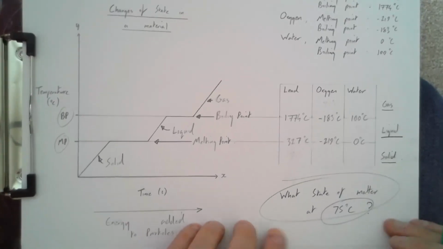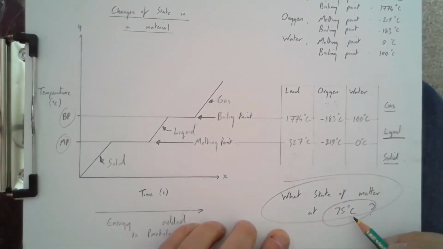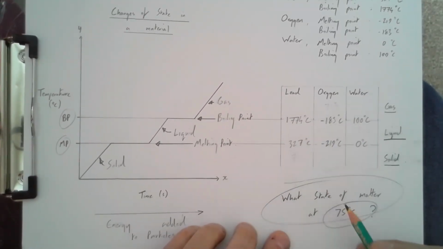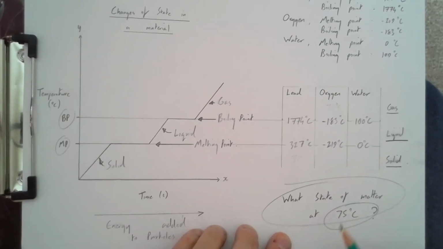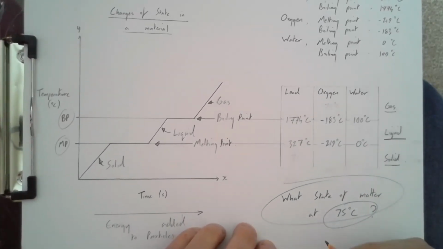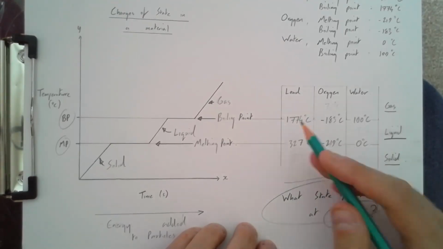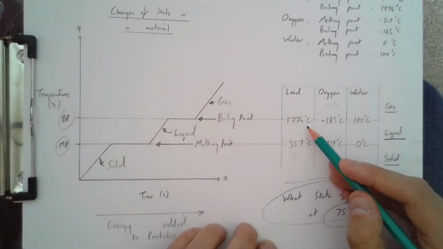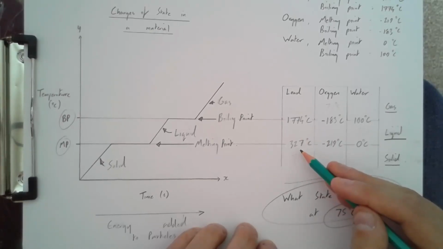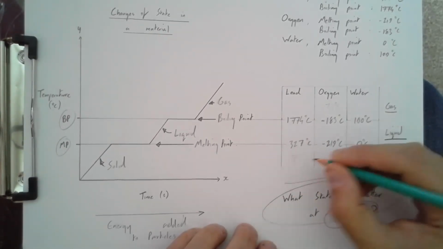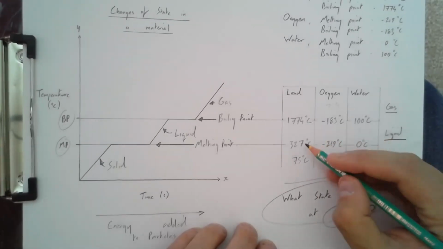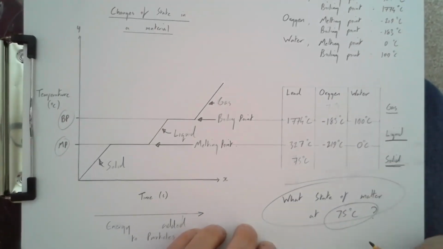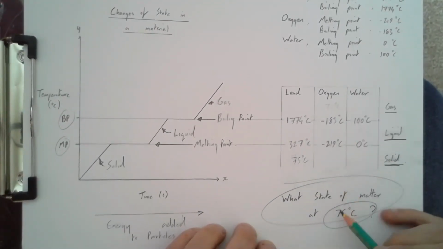Now, you will often have this question. It is 75 degrees centigrade, or something similar. What is the state of matter of these materials at that temperature? Using something like this, it is very, very easy to find that out. So, for lead, 75 degrees C, that is colder than 1774 degrees C, and it's colder again than 327. So we know that at 75 degrees C, which is less than both of these, lead is going to be a solid.